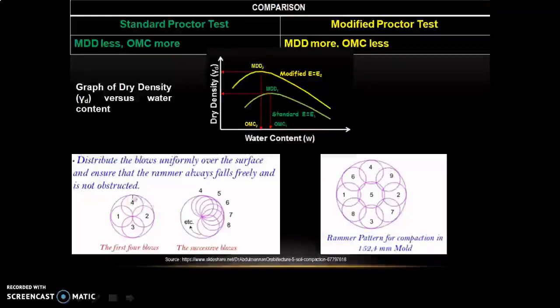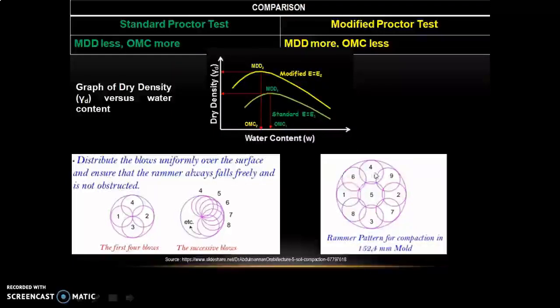This is the distribution of blows while compacting the soil sample in the mold. This is the first blow given, that is the position of the first blow. This is the second, third and fourth one. Later on, the blows are overlapped in order to compact the soil in a uniform manner.